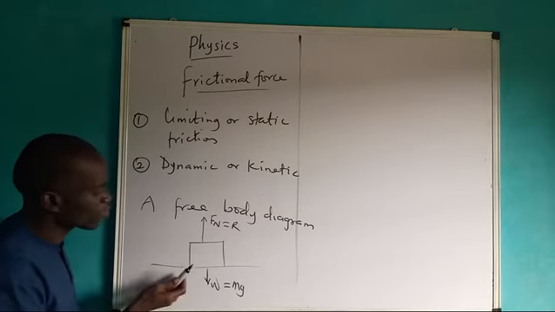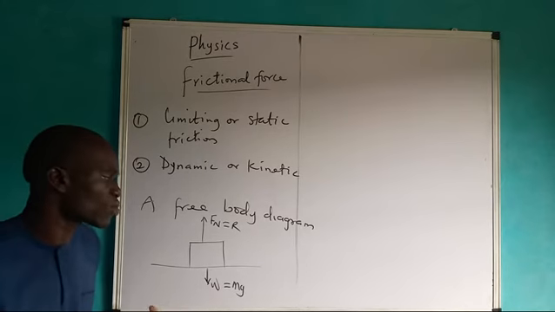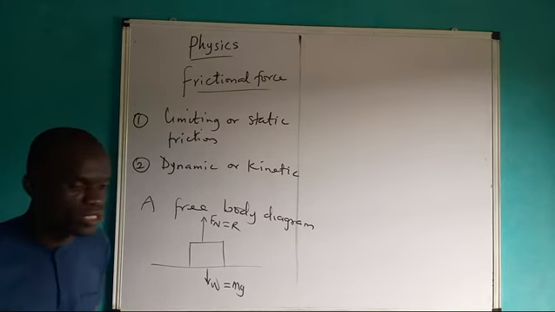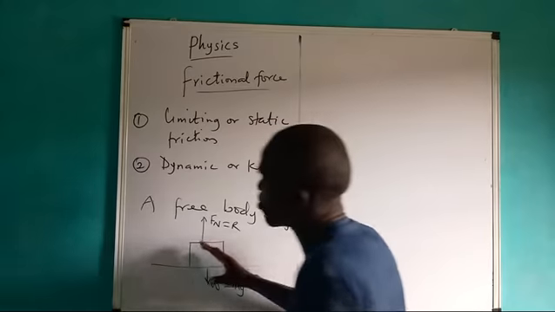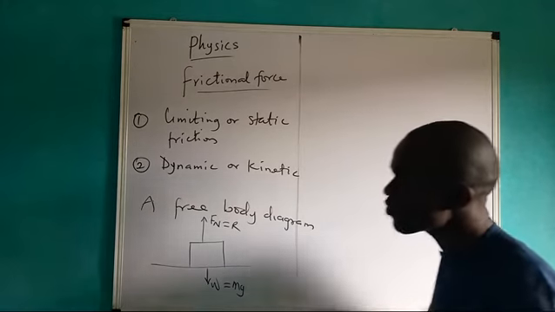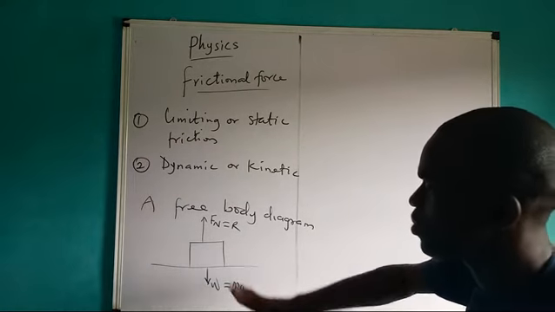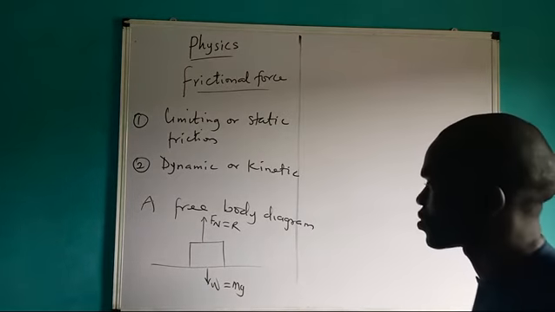Now, at this point, I want to leave this body like that. I don't want to touch it and I don't want to push it. Now, to determine the sum of the forces on this system, if I'm not pushing it and not touching it, the body is like this. What will be the sum of the forces on this system?